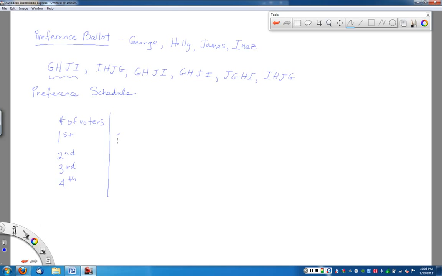They wanted George first, and then Holly, and then James, and then Inez. Now, if I look through here, I want to check and see, did anybody else have the same voting preference? This person did. This person did. George, Holly, James, Inez. And this person did. George, Holly, James, and Inez. Everybody else had some sort of different preference order.